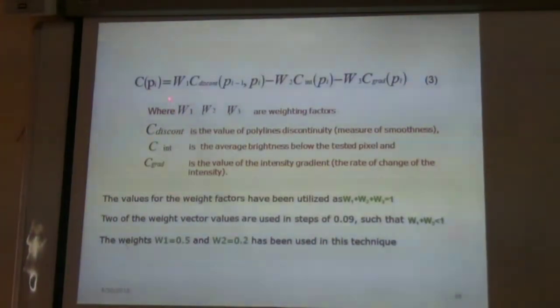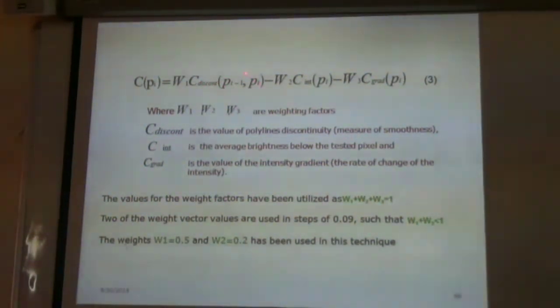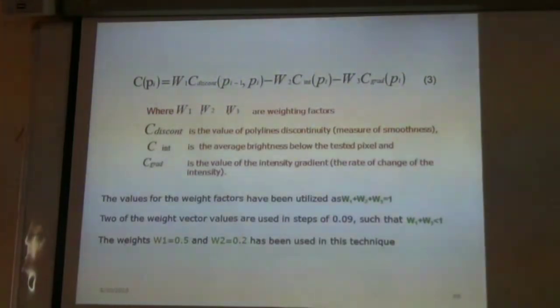The cost function is defined as W1 C discount, that is the discontinuity in your pixels from the first pixel to the next pixel, then intensity, the average brightness of the tested pixel below it, then the gradient value. C discount is the value of the polyline's discontinuity. It is going to measure that smoothness, because your ultimate idea is to determine the edge layer. You have to check whether that pixel is in a continuous mode or in a discontinuity, whether the delineation is proper or not.